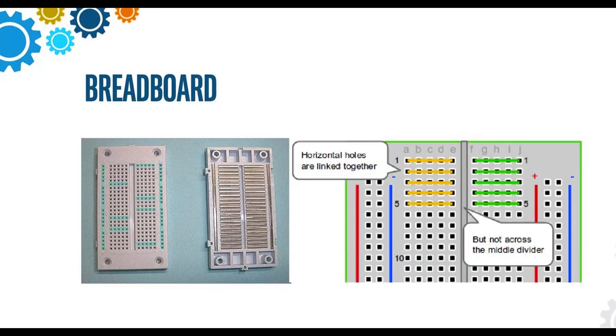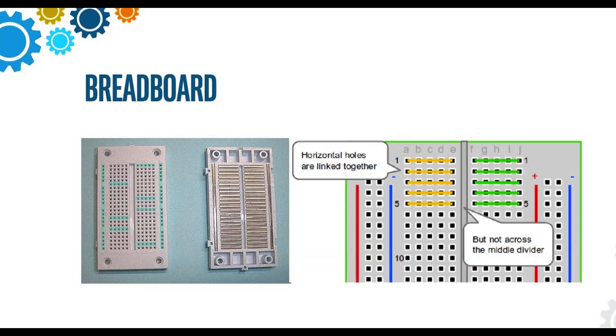If we are going to use a breadboard, then we have to understand which terminals are shorted. We can see here that the yellow and green terminals are shorted, but in between there is a middle divider. The yellow strips A, B, C, D, E are shorted, and F, G, H, I, J are shorted with each other, meaning the horizontal holes are linked together.